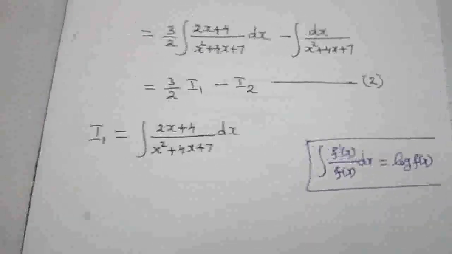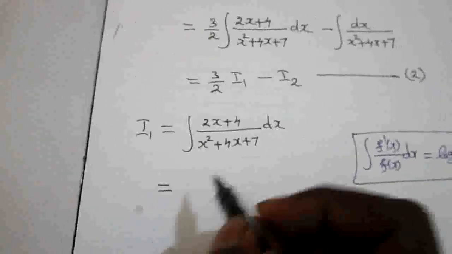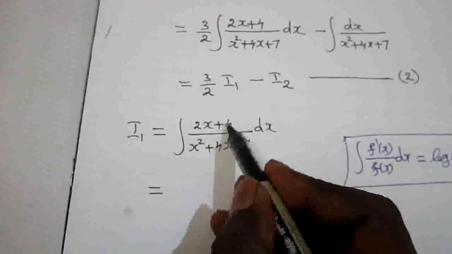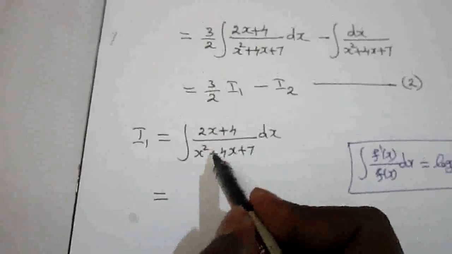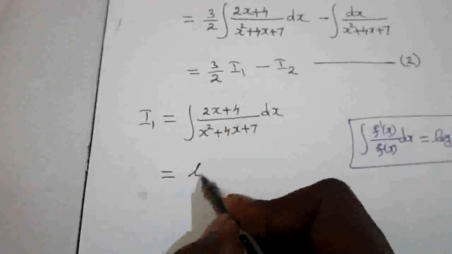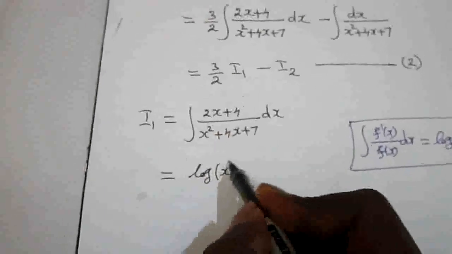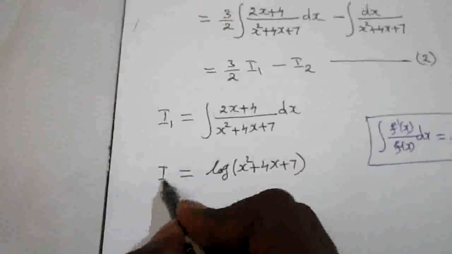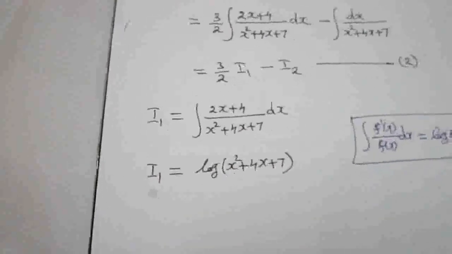So by using this formula, this can be written as the differential of the denominator. What is the differential of the denominator? 2x plus 4. So the differential of the denominator is the numerator, so this can be written as log of the denominator, x square plus 4x plus 7. So this is I1. So we found the I1 value.